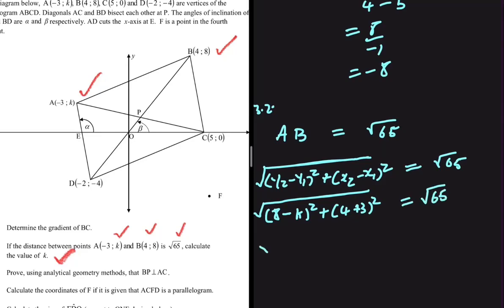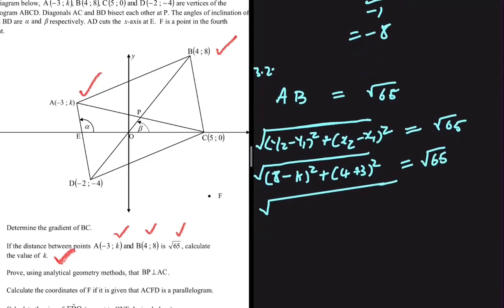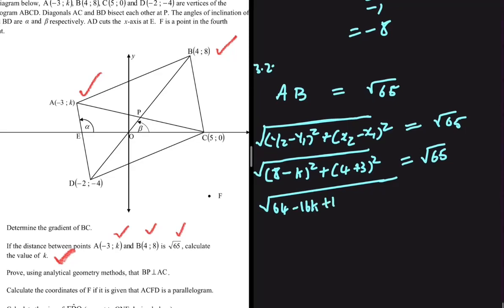65. Let's go ahead and solve what is inside the bracket. So we have 8 minus k squared. How do you solve that? What is 8 multiplied by 8? That is 64. And then you multiply 8 by minus k, it will give you minus 8k. You multiply that by 2, you're gonna get minus 16k. And then minus k multiplied by minus k, that is just plus k squared. And then 4 plus 3, that is 7. You square that, you get plus 49 being equal to square root of 65.